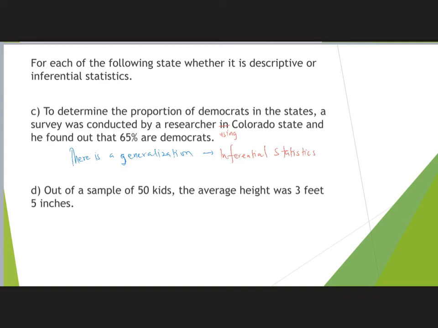Why is it so? This is because the researcher took Colorado State as a sample, then based on that established that there are 65% of Democrats in the states.